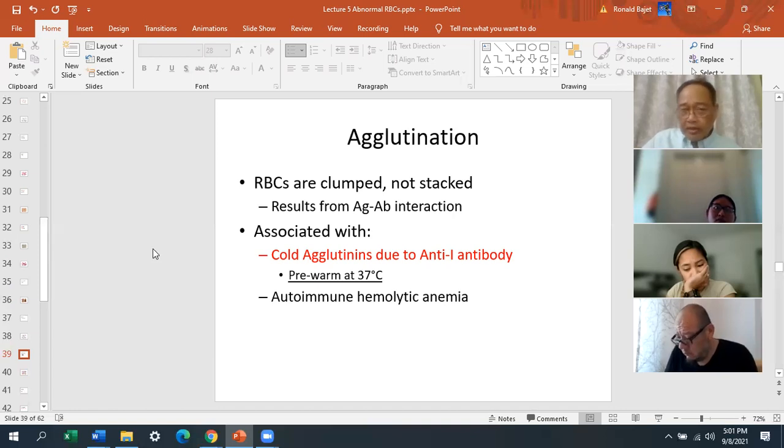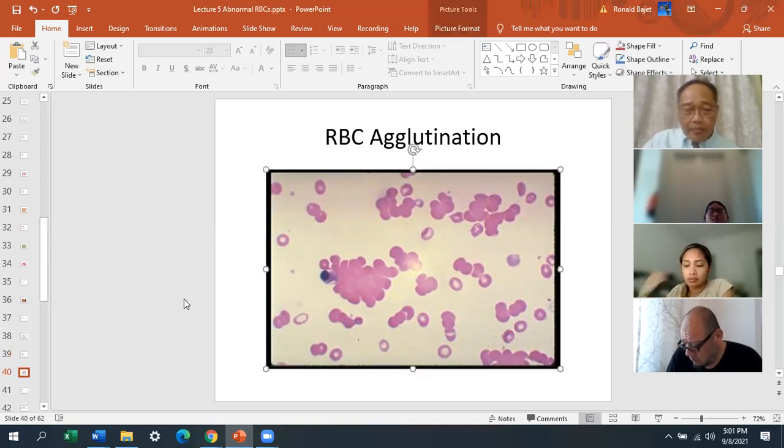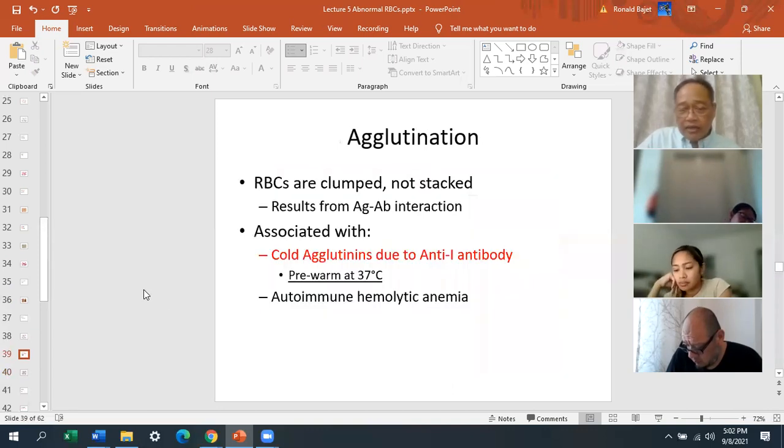So when you run the specimen on the analyzer, you're going to get red blood cells with an active anti-I antibody, which causes the red blood cells to be clumped. And it looks like that. See, the red cells will be sticking together like this. It's not like Rouleaux, it's just because of the activity of anti-I. Anti-I is on the surface of the red blood cells, and it's causing them to be sticky to each other, because anti-I is a cold antibody.